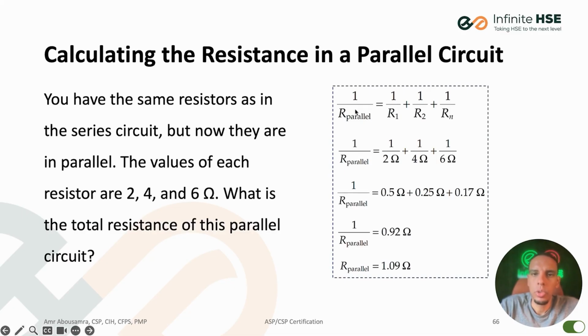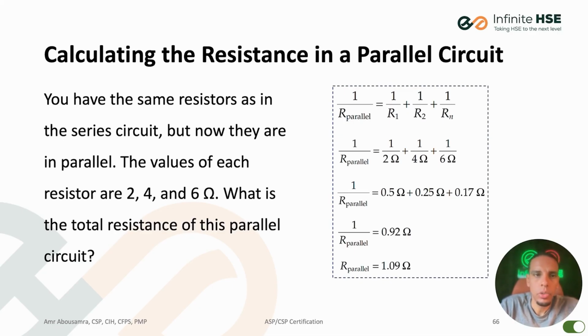This is the equation we'll use. 1 over R parallel, which is the total, will be equal to 1 over R1 plus 1 over R2 plus 1 over R3, and so on. It will be a half plus a quarter plus 1 over 6. When you add up all these numbers, 1 over R parallel will be 0.92. When you take its reciprocal to calculate R parallel, it will come out to be 1.09 ohms.